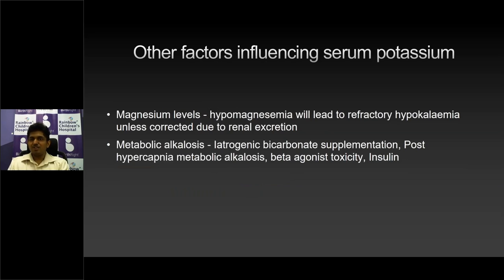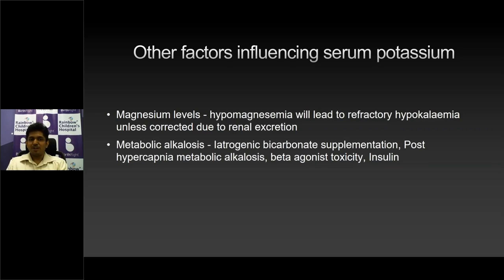So other factors which influence the serum potassium, as I said before, is magnesium. Uncorrected hypomagnesemia will lead to refractory hypokalemia no matter whatever you do. So if your hypokalemia is not corrected, look into the magnesium level. Hypomagnesemia needs to be corrected along with hypokalemia, because if there is hypomagnesemia, the renal potassium loss will be more, and that will lead to refractory hypokalemia.